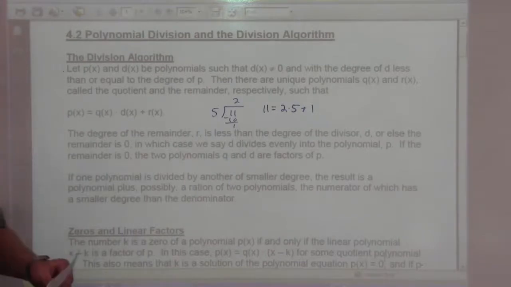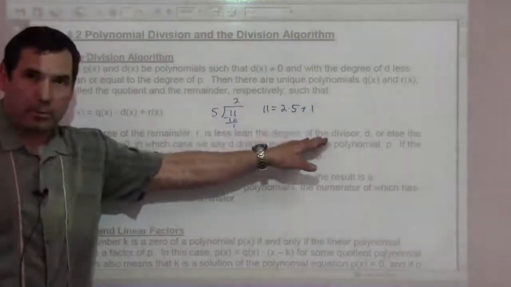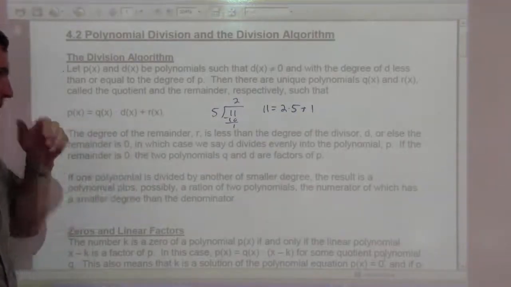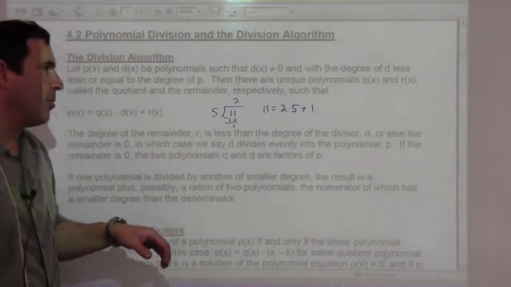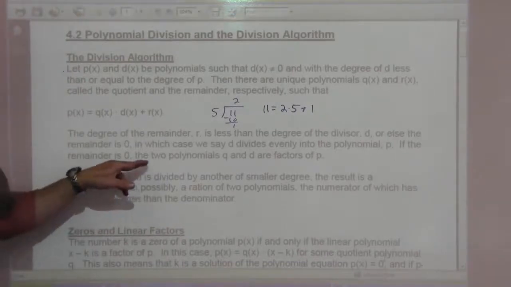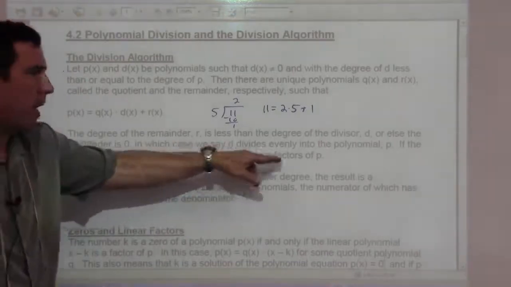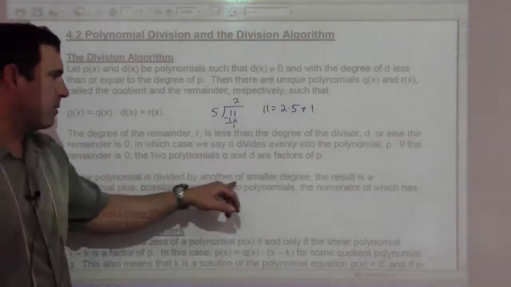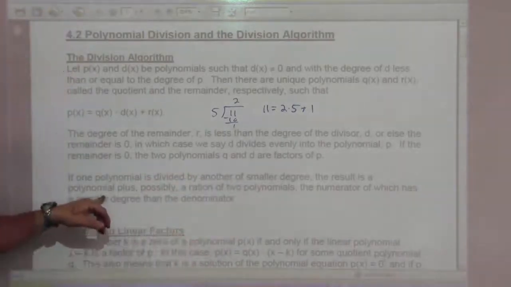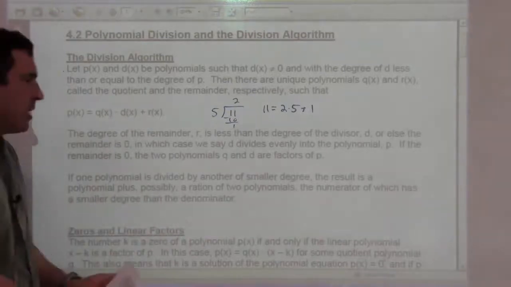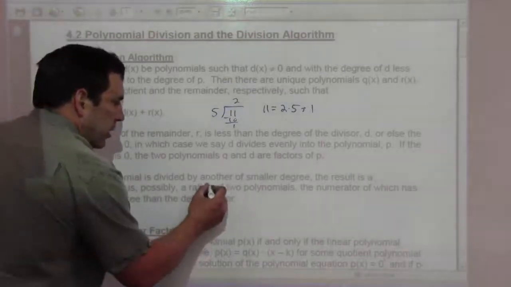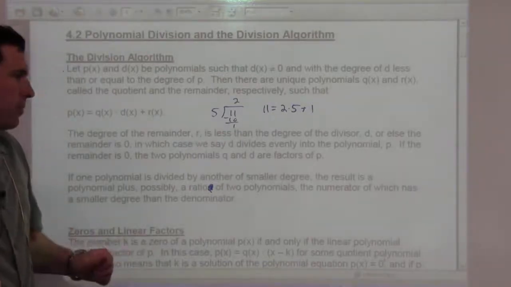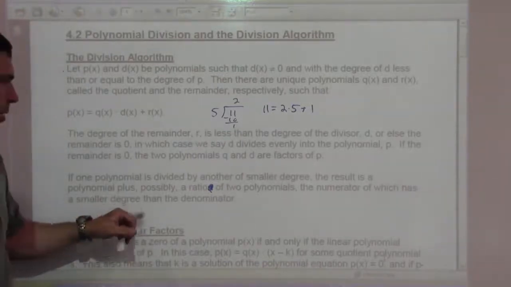The degree of the remainder R is less than the degree of the divisor, or else the remainder is 0. In which case we say D divides evenly into the polynomial P. If the remainder is 0, the two polynomials Q and D are factors of P. If one polynomial is divided by another of smaller degree, the result is a polynomial plus possibly, it should say ratio, not ration, of two polynomials, the numerator of which has a smaller degree than the denominator.